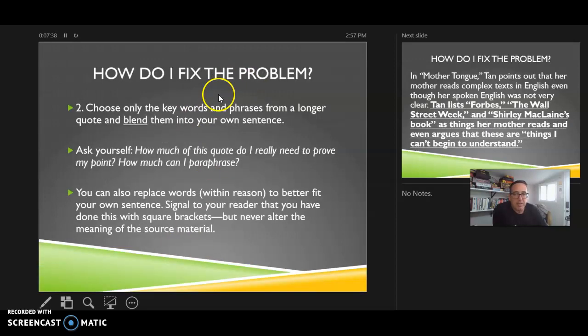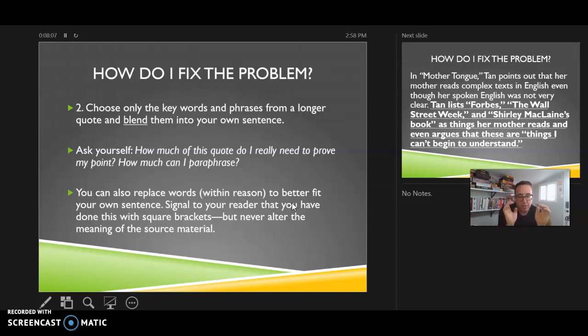So the second method to fix a dropped quote, that's blending, right? So choose only the key words and phrases from a larger quote and blend them into your own sentence. Ask yourself, how much of this quote do I really need to prove my point? How much can I paraphrase? And this is an important skill, paraphrasing, that will help you engage better with texts. You can replace words within reason to fit your own sentence. Signal to your reader that you have done this with square brackets. That's why we use square brackets.